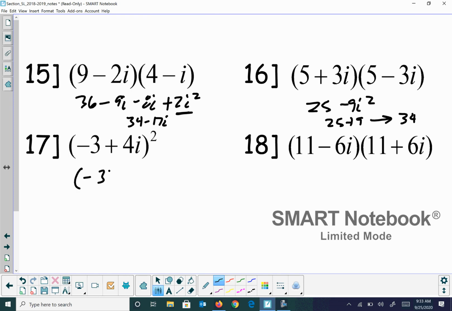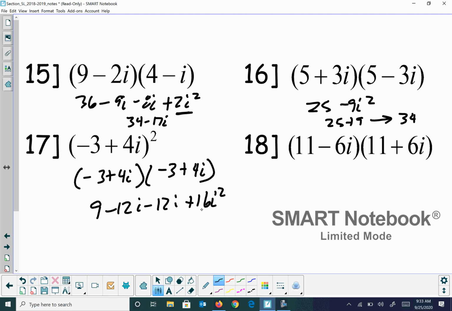Let's rewrite this to look like this. FOIL it out. These are not conjugates of each other, so I'm going to get 9 minus 12i plus 16i squared. 16i squared is going to be negative 16, so 9 minus 16 is negative 7 minus 24i.